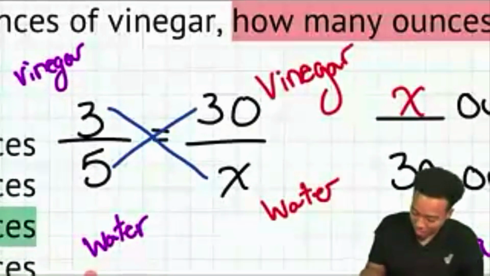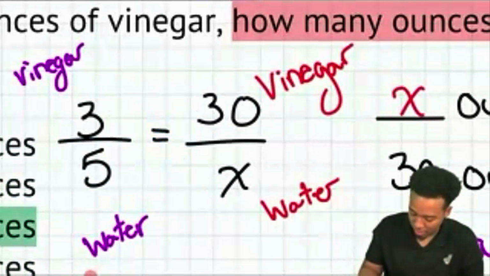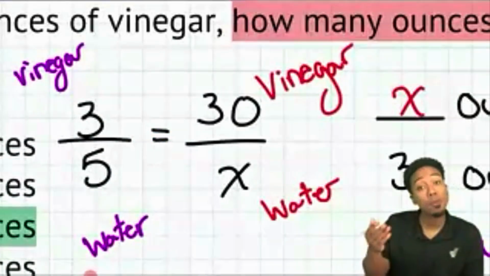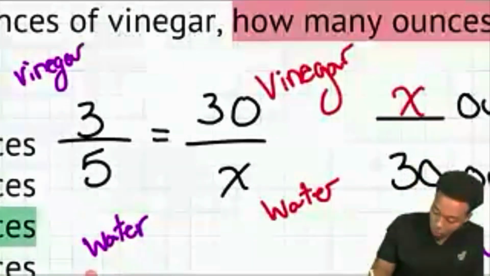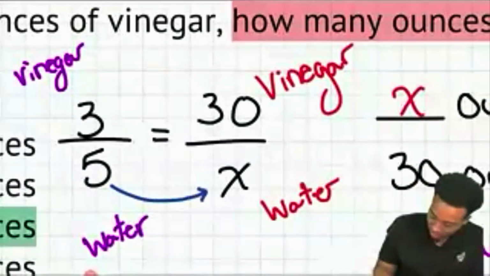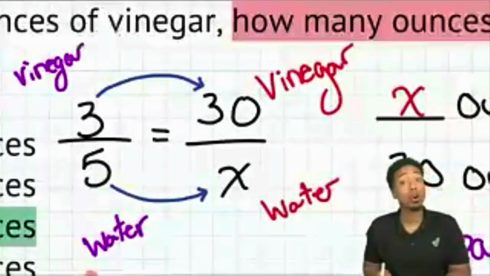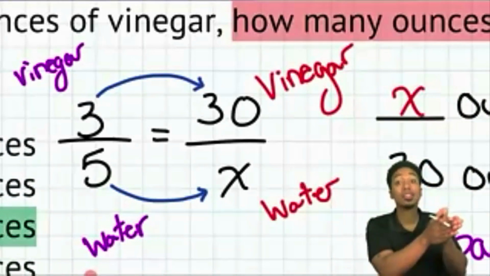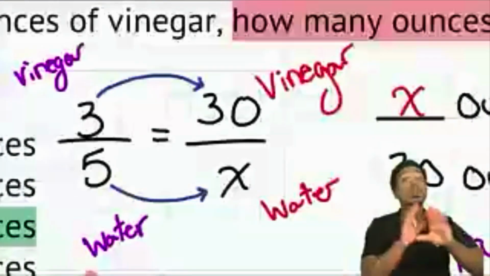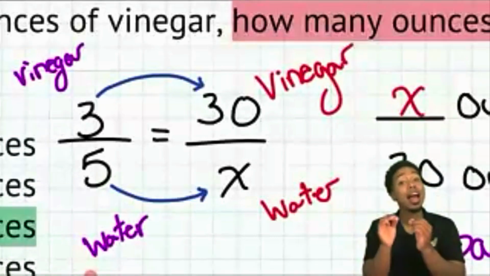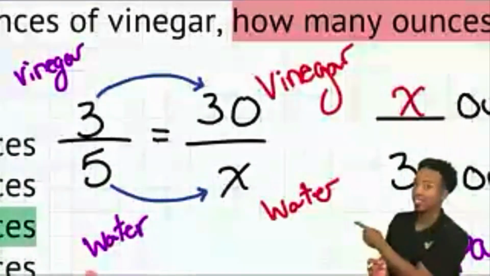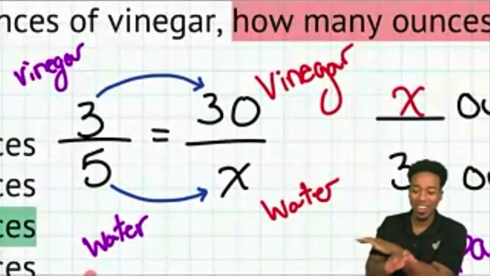Notice that on the top, let me go ahead and erase this and that. On the top, if you're trying to go from 5 to x, you can use the same comparison as 3 to 30. Notice how we're going from left to right. The same comparison in the same way works every single time, as long as your setup is correct.